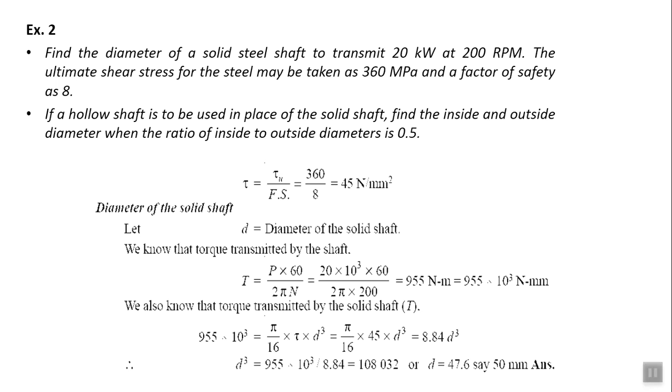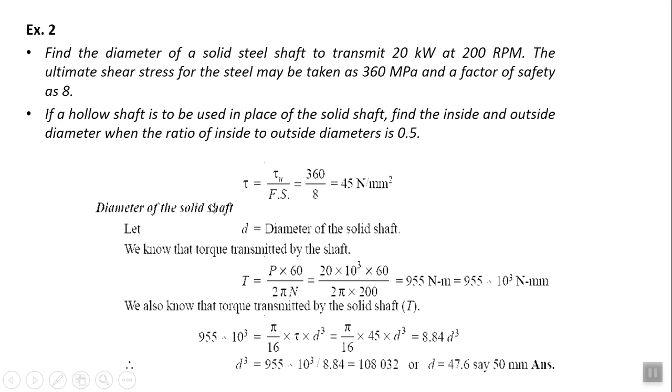Let us start with the first case. In case 1, what is given to us? 20 kilowatt power, RPM is 200. The ultimate shear stress for the steel may be taken as 360 megapascal and factor of safety is 8. So the first step should be the calculation of allowable stress. The allowable stress is equal to ultimate divided by factor of safety, so it should be 360 divided by 8, 45 Newton per mm squared.